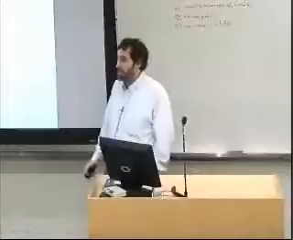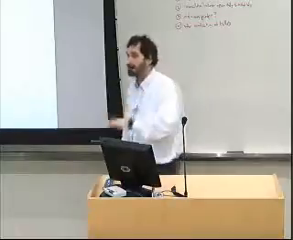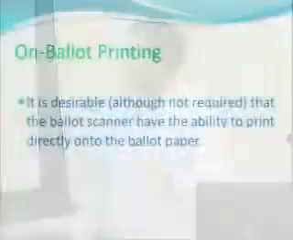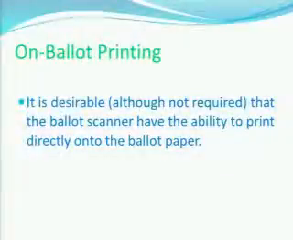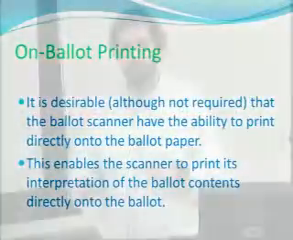And one other thing that I think is a very desirable property that is not found on any optical scanners that I know of, it is found in some other voting equipment, and that's the ability to print onto a ballot that has already been submitted. So I want to be able to do what's sometimes called overprinting onto a ballot. Okay? And it's not a required thing, but here's why I really want to be able to do it. I want to be able to print directly onto the ballot what the scanner interprets as the contents of that ballot.